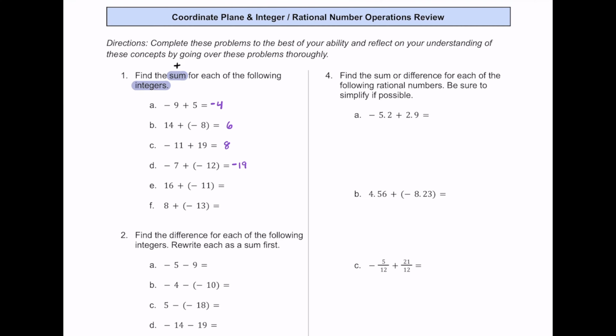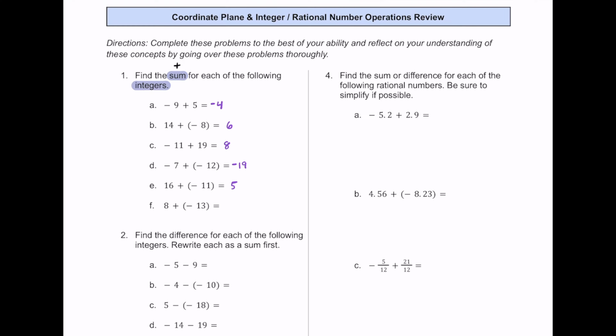For 1e, we have 16 plus negative 11. They have one positive, one negative in this problem, so we're going to subtract 16 minus 11. That's going to be 5. And since 16 is further from 0, it's going to be a positive 5 here, not negative 5.